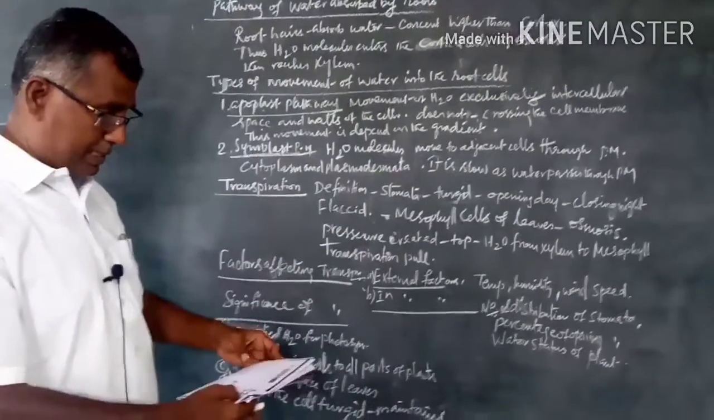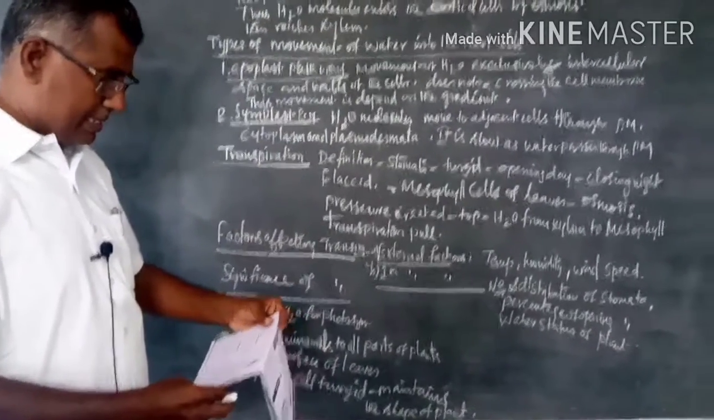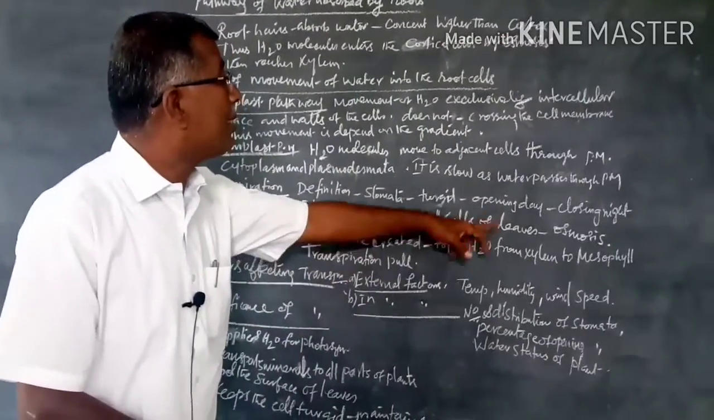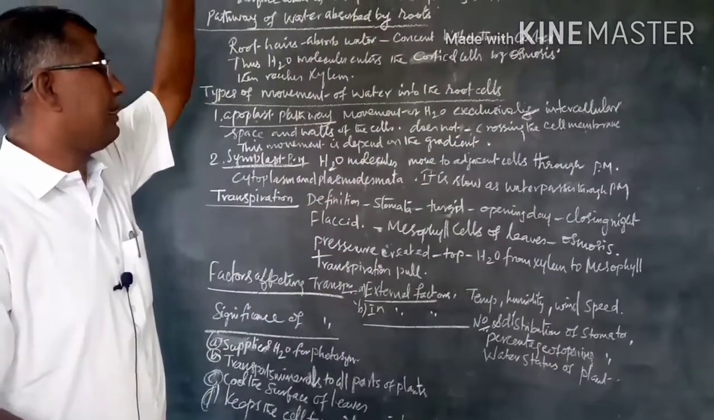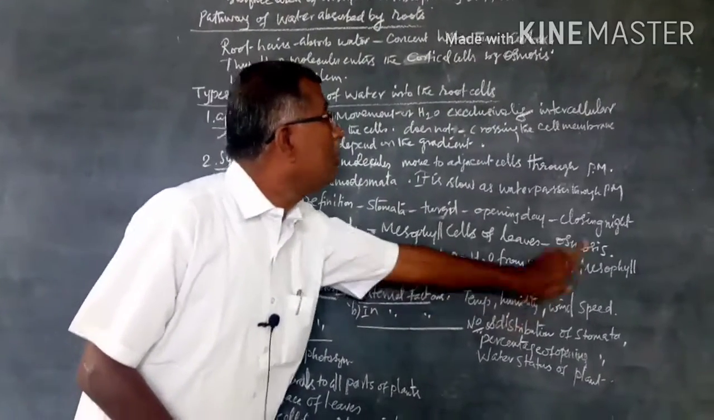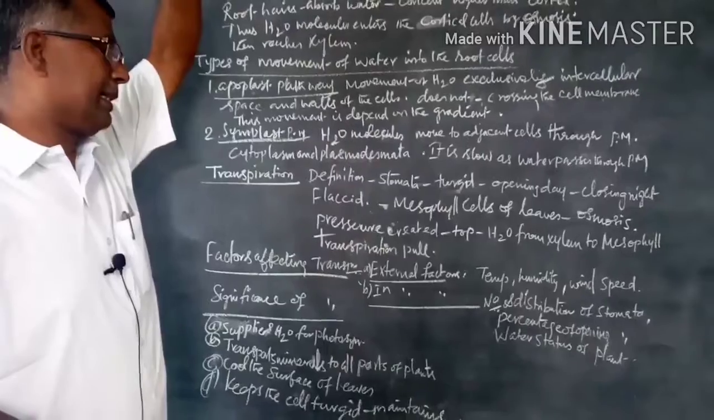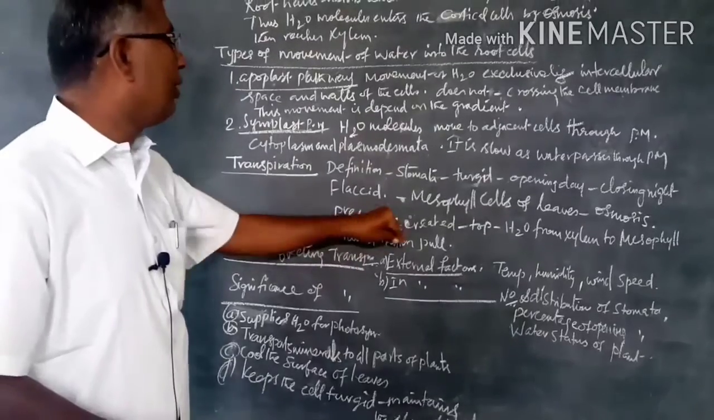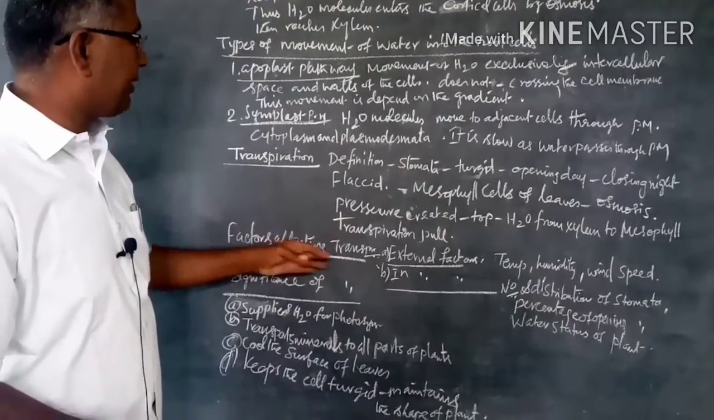Understand? So transpiration takes place in the mesophyll cells. Water evaporates from the mesophyll cells of the leaves by means of osmosis. The pressure created at the top of the plant causes the water molecules to be liberated from the xylem to the mesophyll. Then a transpiration pull, that means the pressure exerted by the top of the plant, takes place. Understand?